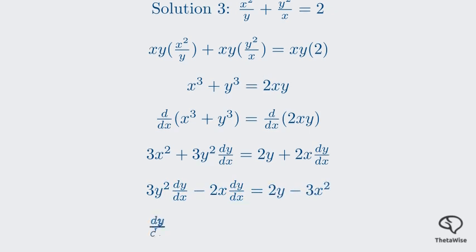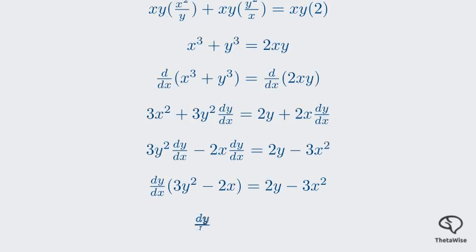Factoring out dy/dx, we get dy/dx times the quantity (3y² − 2x) equals 2y − 3x². Finally, solving for dy/dx, we get (2y − 3x²) / (3y² − 2x). Great job working through those problems. You've now seen how to apply implicit differentiation in a variety of situations.